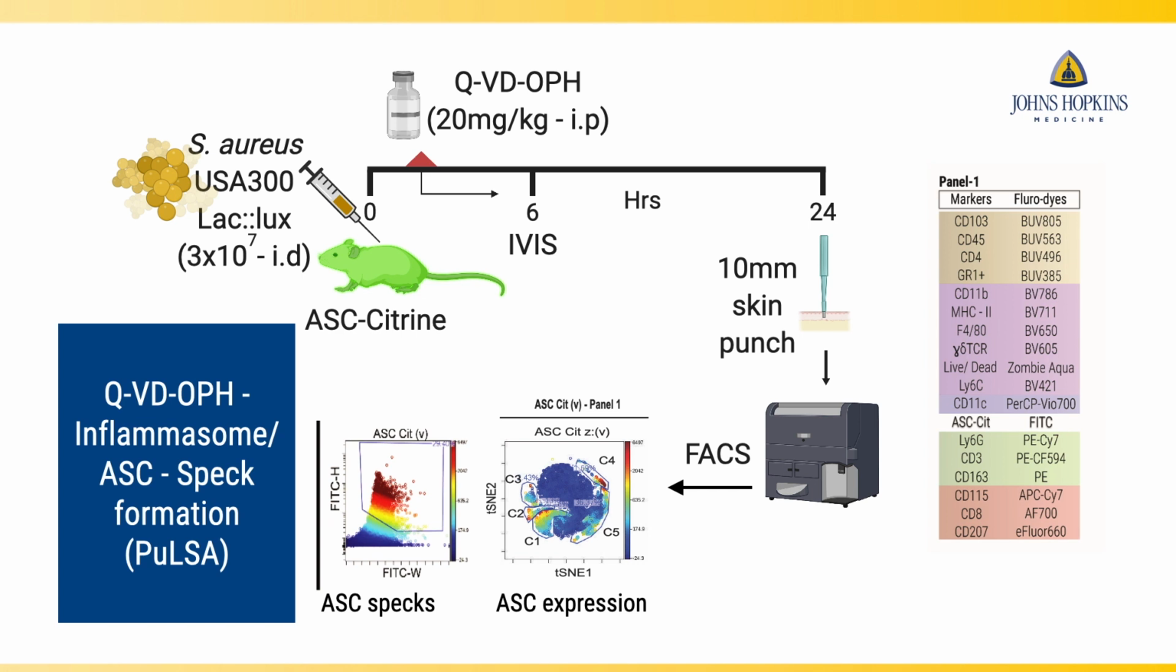To do that, we used the ASC-Citrine mice, where ASC is ectopically expressed with Citrine, which can be detected by fluorescence upon ASC speck formation. The mice were injected with Staph aureus with or without the inhibitor, and the ASC-Citrine fluorescence was measured at 6 hours post-inhibitor treatment on whole mice using IVIS imaging, and at 24 hours, the same mice were sacrificed and ASC-Citrine expression and ASC speck formation was measured in immune cells using pulse shape assay by flow.